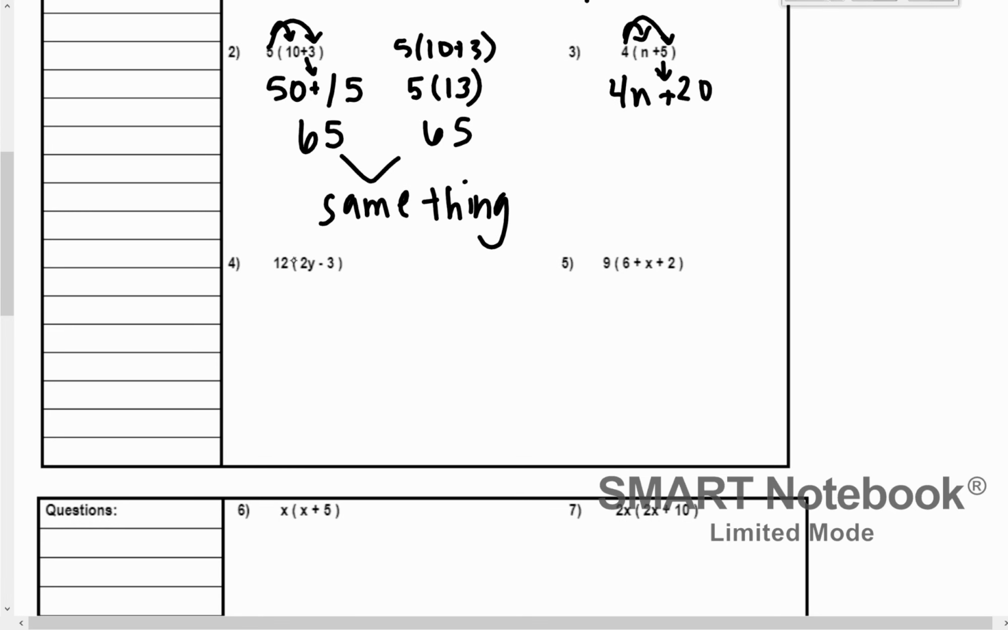Here we have a 12 times 2y, so we can combine our 12 times our 2, which gives us 24. And then we just keep our y. 12 times 2y is 24y. Then we do 12 times 3, which is 36. We have a subtraction sign in between, so we have a subtraction sign in between below. 24y minus 36 is our simplified expression.